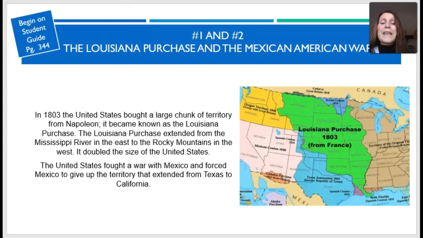The Louisiana Purchase and the Mexican-American War. In 1803, the United States bought a large chunk of territory from Napoleon. It became known as the Louisiana Purchase. The Louisiana Purchase extended from the Mississippi River in the east to the Rocky Mountains in the west. It doubled the size of the United States. The United States fought a war with Mexico and forced Mexico to give up the territory that extended from Texas to California.